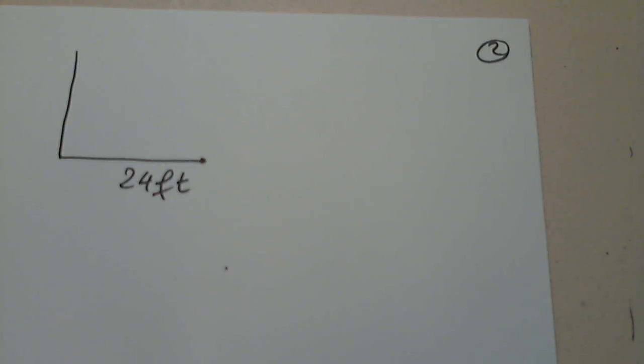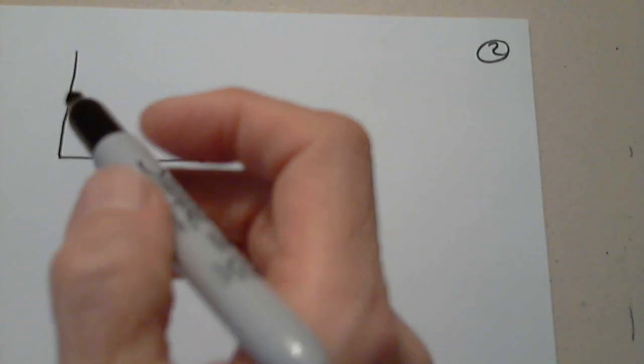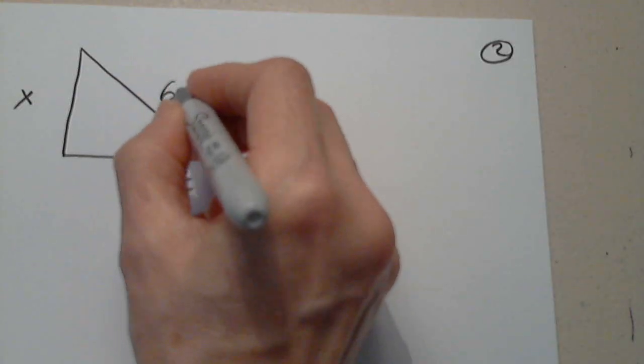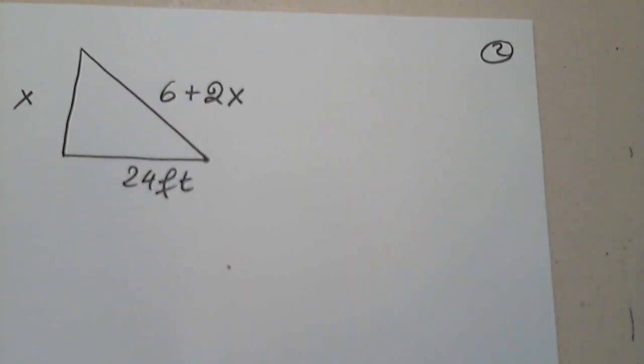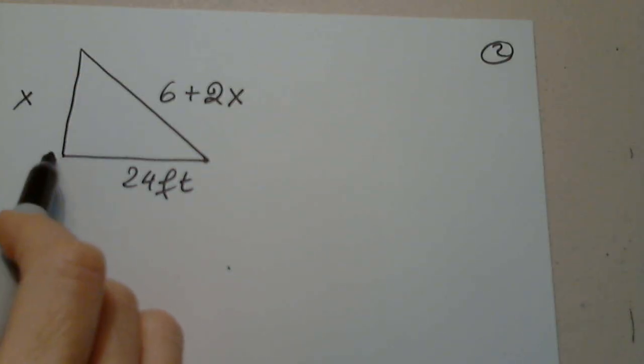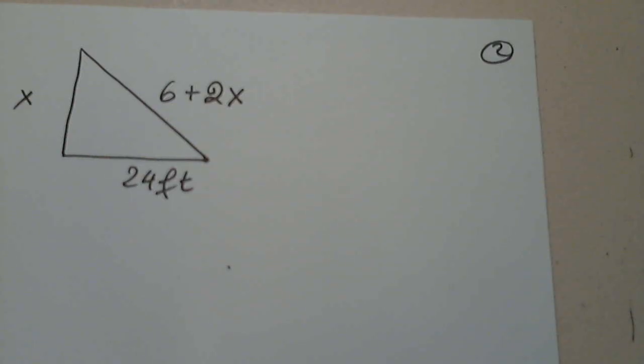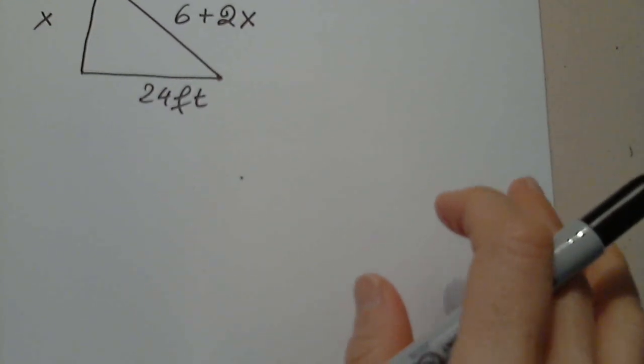At a point on the ground 24 feet from the base of a tree, the distance to the top of the tree is 6 feet more than 2 times the height of the tree. So if the height of the tree is x, then the hypotenuse is 6 plus 2x. Is this okay so far? Yes. Good. So now we have to apply the Pythagorean theorem.